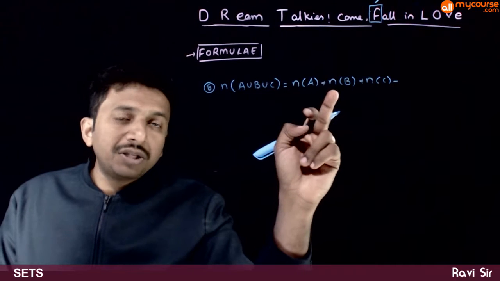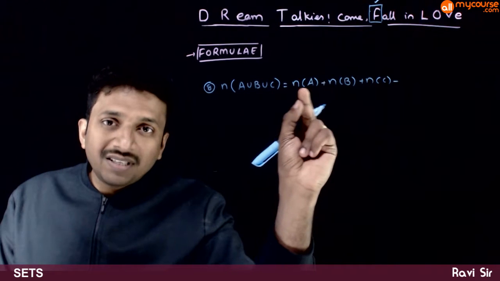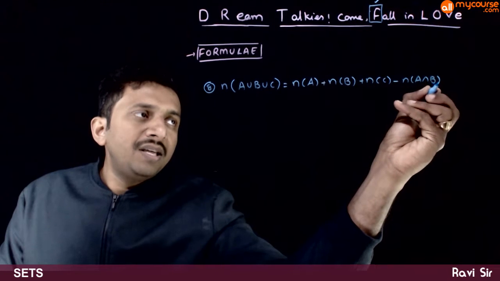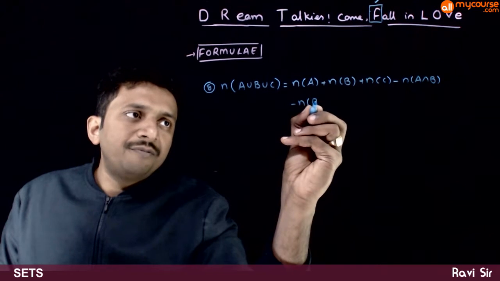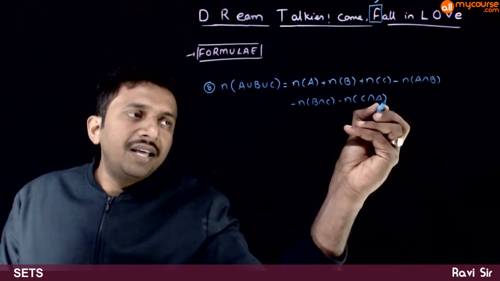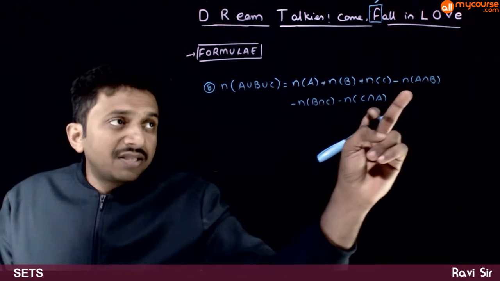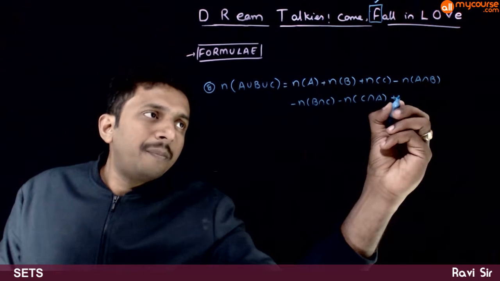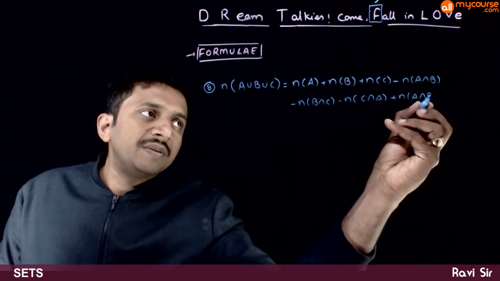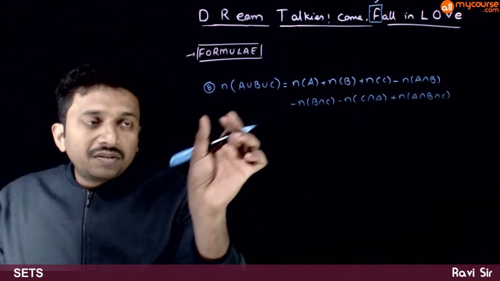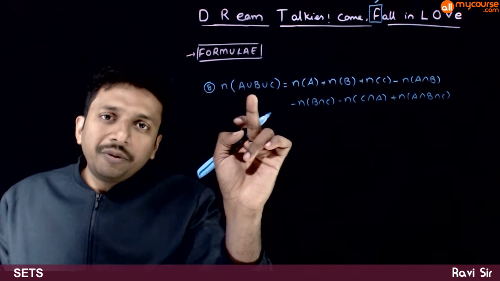minus the summation of the number of elements in each set, minus n of A intersection B, minus n of B intersection C, minus n of C intersection A. You have to subtract the number of elements in the intersection of two sets, plus n of A intersection B intersection C. So this is the formula for A union B union C.